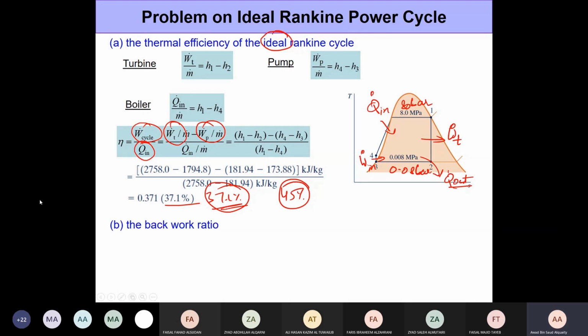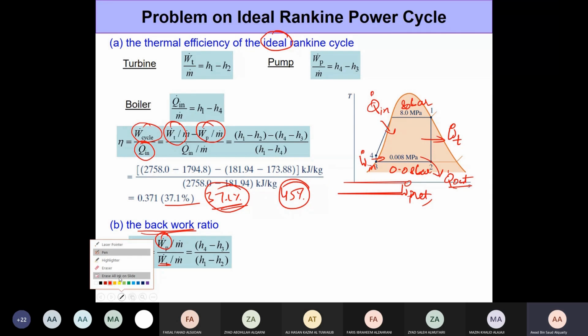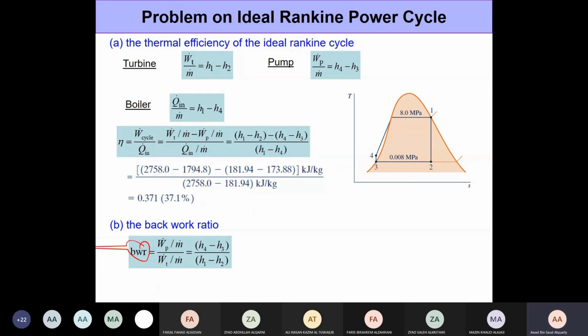Now for the second part, the back work ratio. This is another thing which is very useful. The back work ratio is simply the ratio of pump work input divided by the turbine work output. We're always interested to calculate this because we want to minimize it as much as possible, right? You want to extract as much net work from the given power cycle as possible. So you want to minimize pump work, and you want this ratio to be as small as possible.